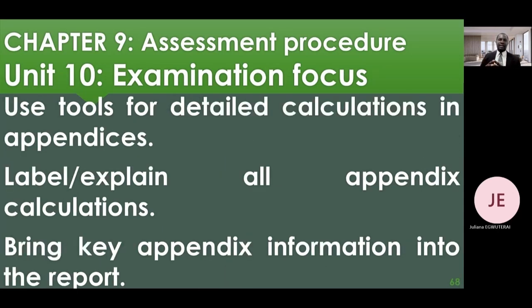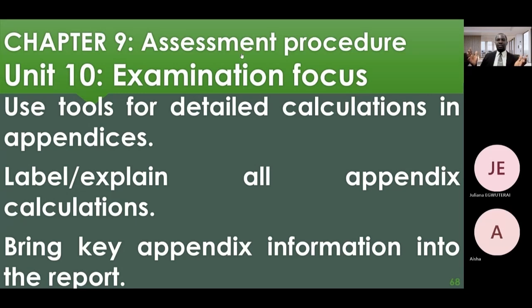Also use tools for detailed calculation in the appendices. Label and explain all appendix calculations appropriately. So if requirement 1 is appendix 1 and there are other things you are doing as requirement 2, make sure you label your appendix. The main header in your calculation is appendices, APPENDICES. So Appendix 1 is financial ratios. Appendix 2, models. Appendix 3, project calculations, NPV, high-low method, whatever it is. Make sure you label your appendices appropriately.